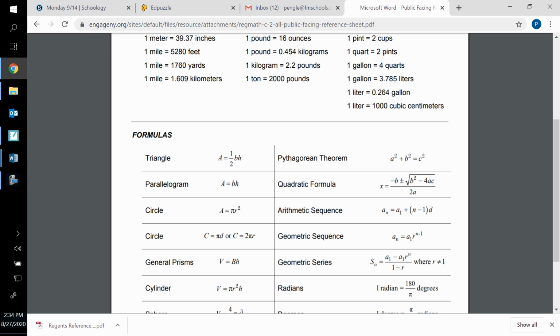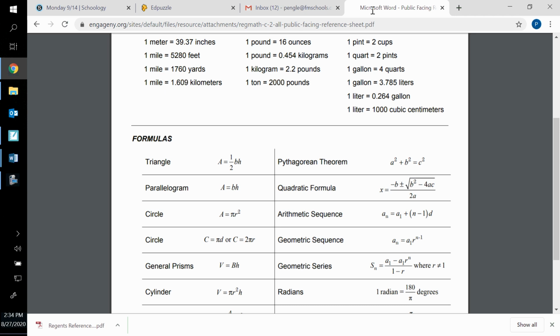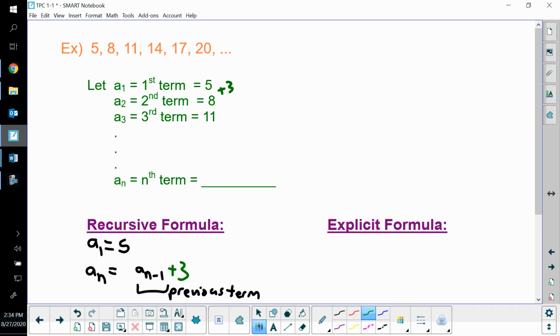Eventually we're going to talk about why we will use this formula, but we're going to use this: a sub n equals a sub 1 plus n minus 1 times d. The reason we use that is because it's a pattern that is adding over and over again. And we'll spend a whole day with that tomorrow.